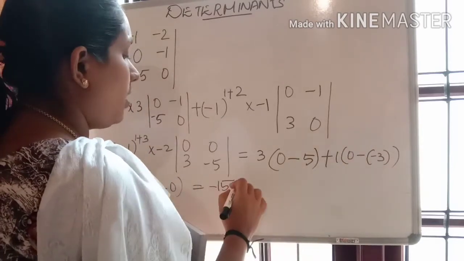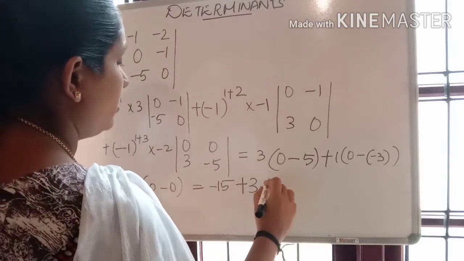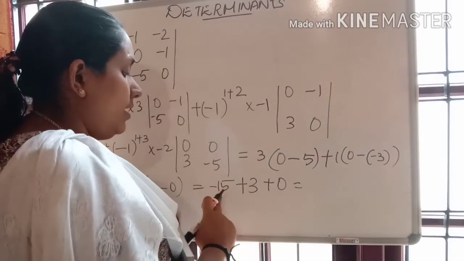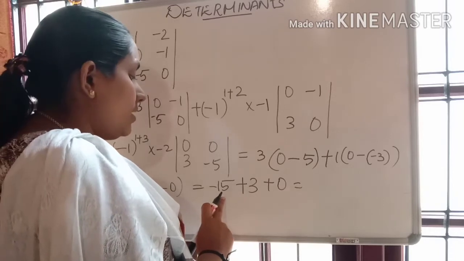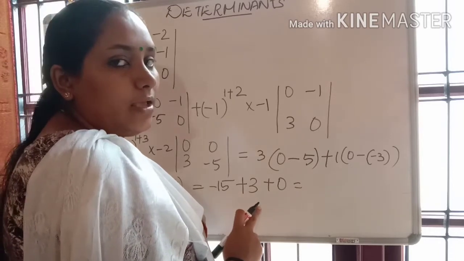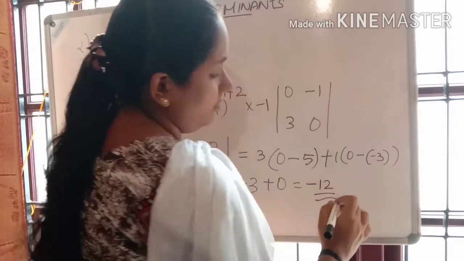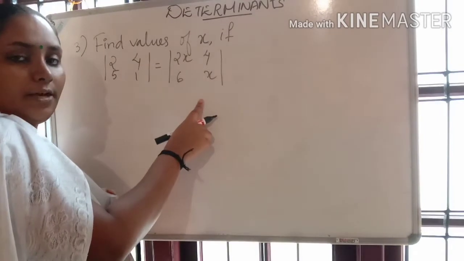3 into 1, that is 3. Here will be 0. We'll get the answer as minus 15 plus 3. Here the negative is on the bigger side. So minus 15 plus 3 will give the answer as minus 12. Clear? Find the values from these determinants.